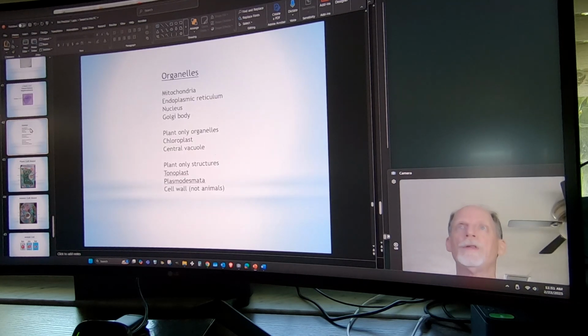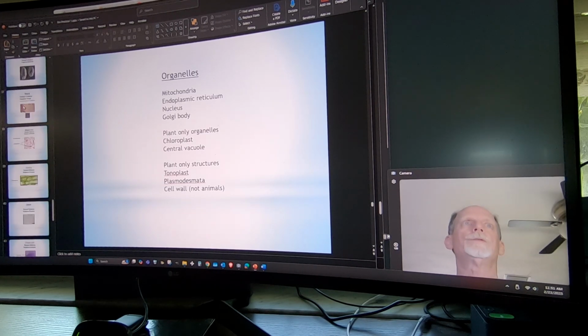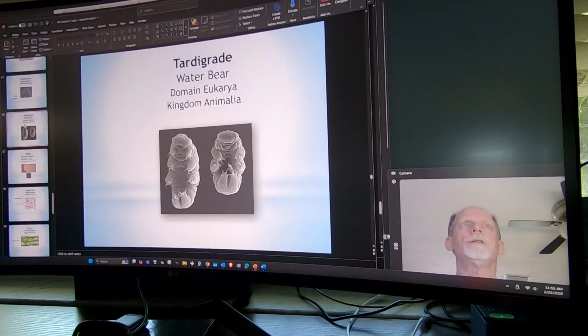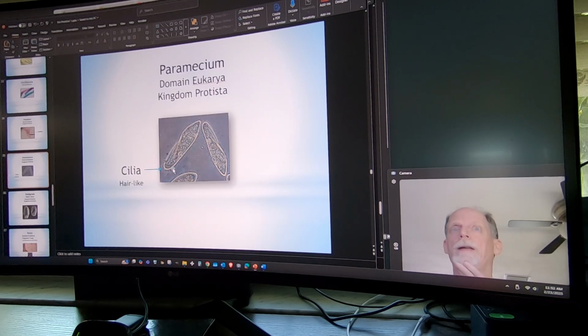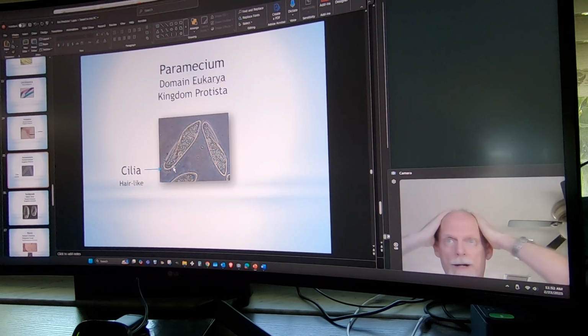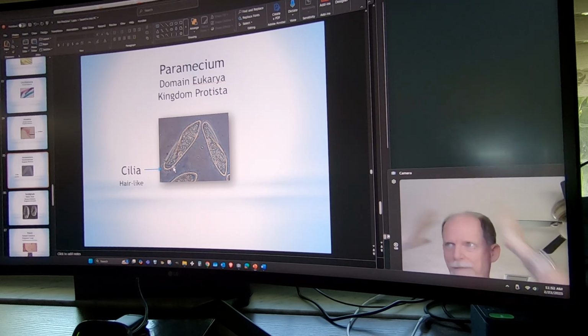You should be able to give me an example of a plant-only structure or a plant-only organelle. Those could be asked. Don't worry about the yeast. There's one on the amoeba. The amoeba is pink. That's probably a way of remembering that. Paramecium, they have hair-like structures. So if there's a question about hair-like structures, well, I don't have many, then it has to be this organism, the paramecium, that we're asking about.